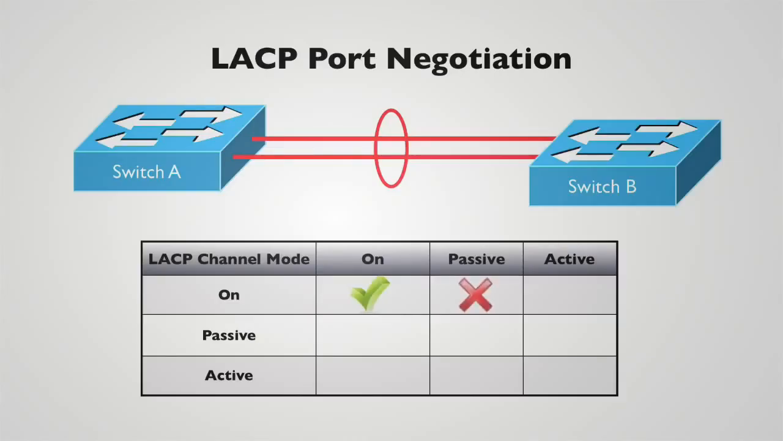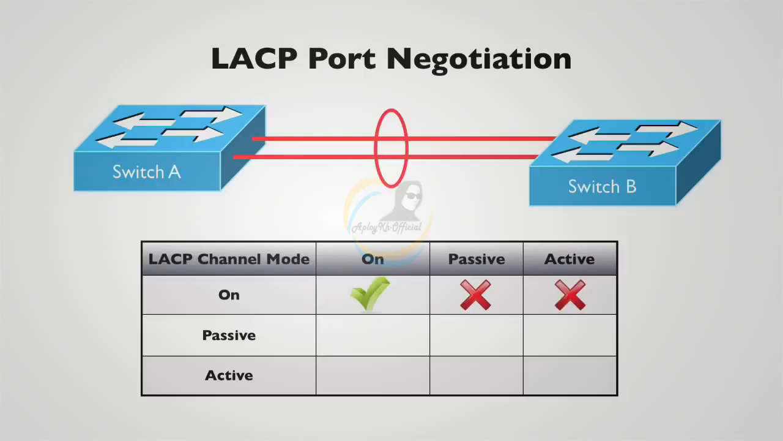If one side is on and the other side is passive, no, we will not have a channel because the passive side, in order to become a channel, needs to receive LACP frames, and it's not going to be receiving those because the on side will not be sending them. The active side will send LACP frames.